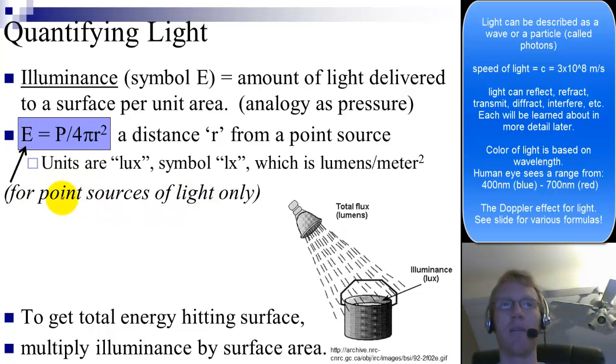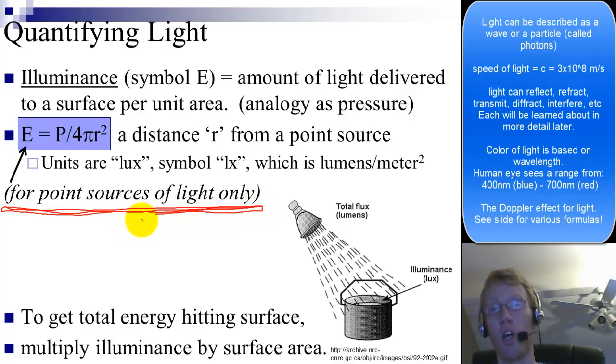And this is for point sources. So this works well for light bulbs, for the sun, for candles. If you think about it, most sources of light are point sources. So this is quite effective, actually. Anyway, the illuminance, or the light hitting your surface area, equals the luminous flux, P, that's the total amount of light, divided by 4 pi r squared, where r is the distance away.